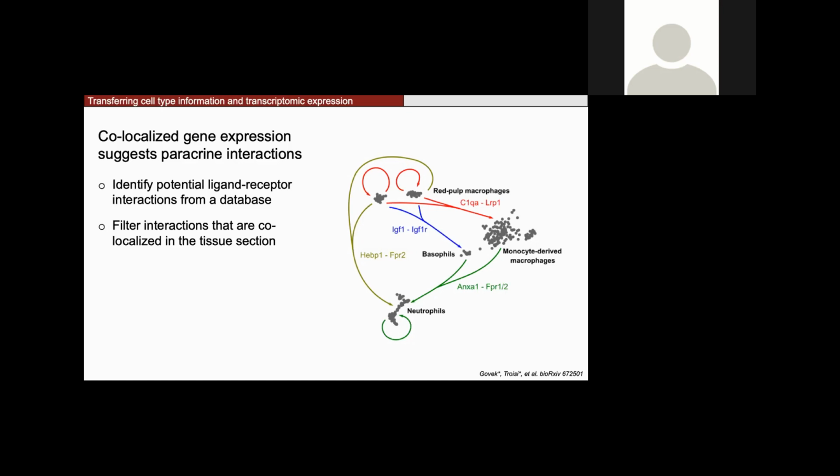So in our preprint, we used that to describe the differences between how red pulp macrophages and monocyte-derived macrophages interact with the different red pulp cell types. Specifically, we identified that red pulp macrophages might be more specialized in positive regulation of the innate immune response in the spleen.